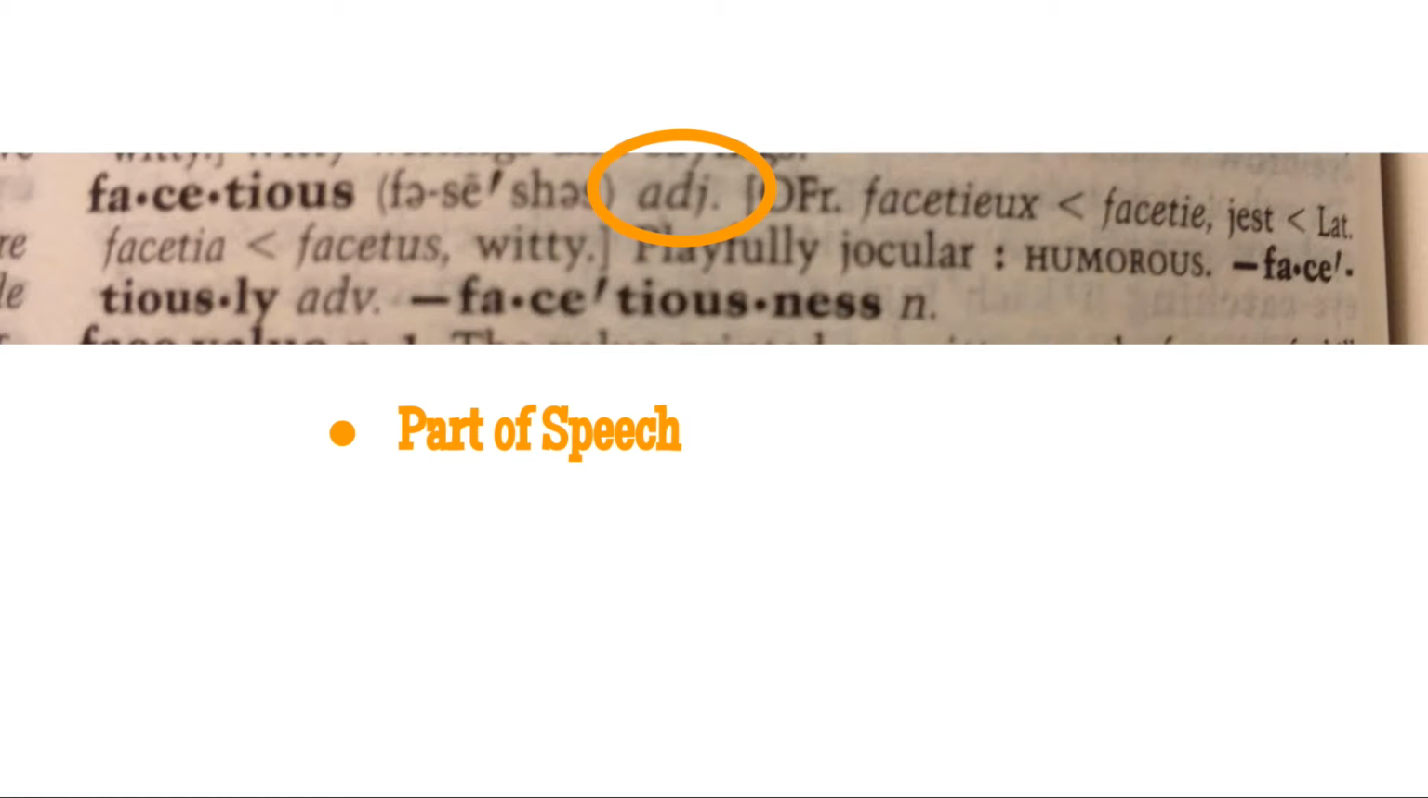And then up next we have the part of speech. In this case we have ADJ telling us that this word is an adjective. You'll see N for noun, ADV for adverb, and then for verbs sometimes you'll see V, sometimes you'll see VI or VT depending on if it's a transitive or intransitive verb. Don't worry about that. That's another lesson for another video.